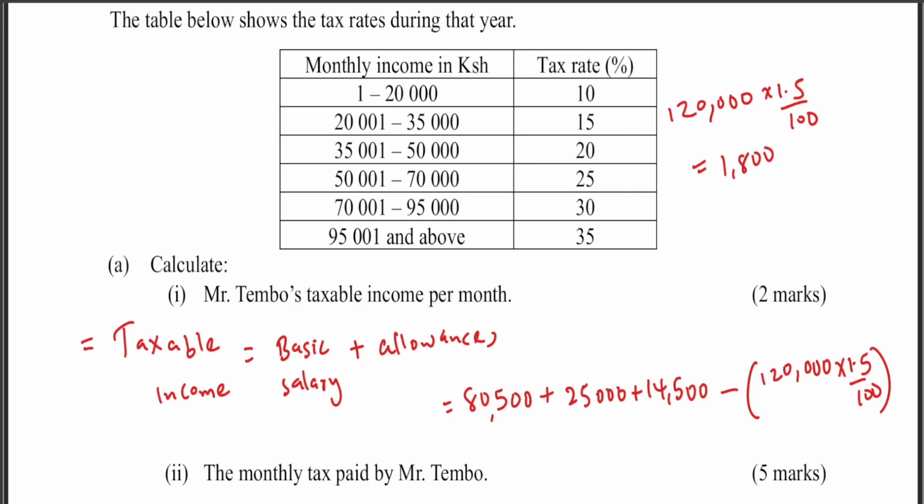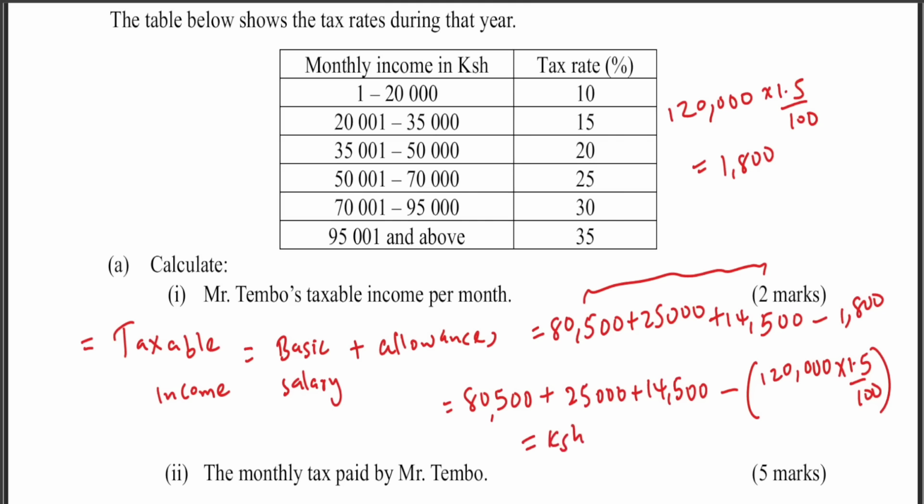So basically you're doing 80,500 plus 25,000 plus 14,500 minus the 1,800. We know these add up to 120,000, minus 1,800, so it should give you 118,200. So that is your taxable income. It's very tricky because if you get the first question wrong, you'll get the other questions wrong. So it's 118,200.